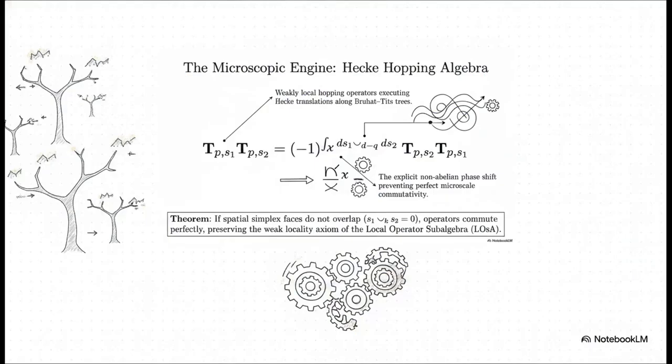All right, zooming all the way in now for part 2, the microscopic engine. These tiny gears churning at the quantum level are known as weakly local hopping operators. What they do is execute mathematical translations across this branching, root-like structure called a Bruhat-Tits tree. And this tree acts as the explicit lattice mechanism of the entire system. Now, if you look at that higher cup product index, that dictates an anomalous phase shift, which basically means it prevents perfect commutativity at the microscale. But ultimately, these hopping operators are the true cogs in the machine, entirely defining the statistics of the system.